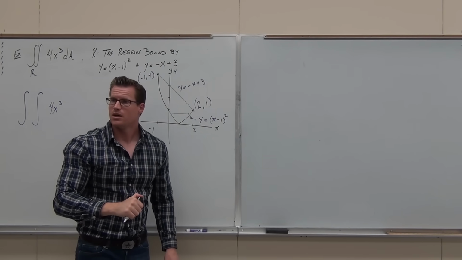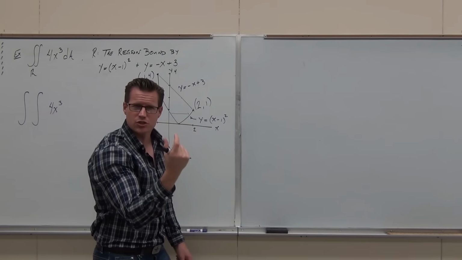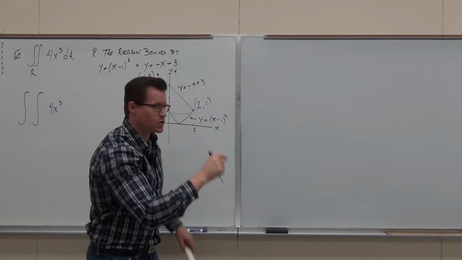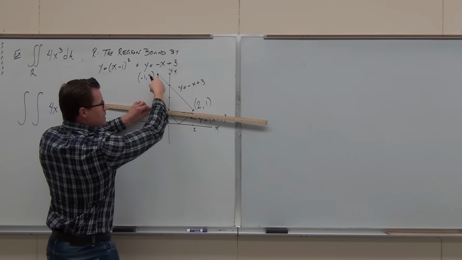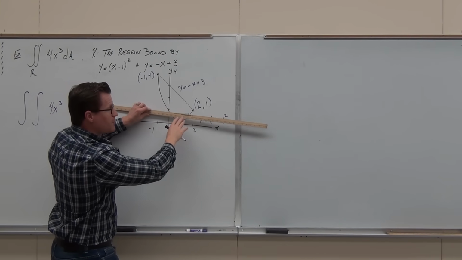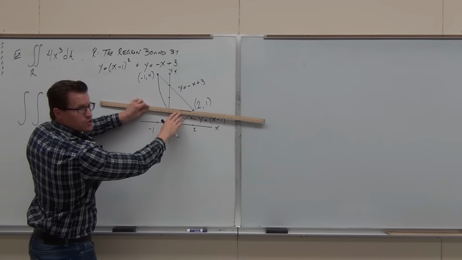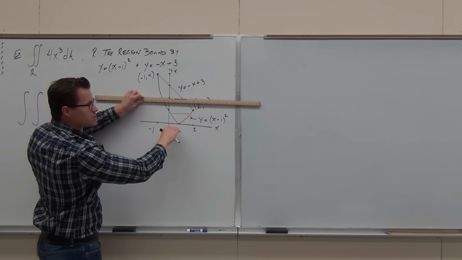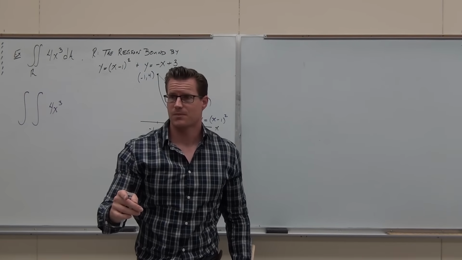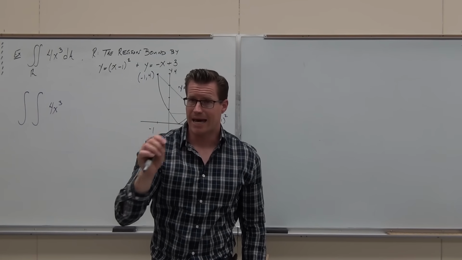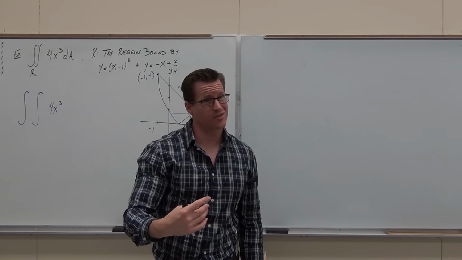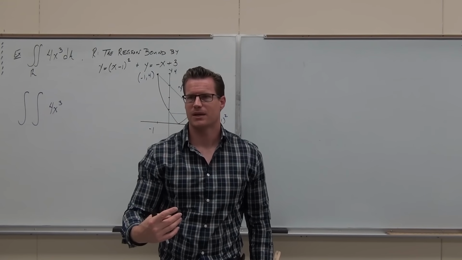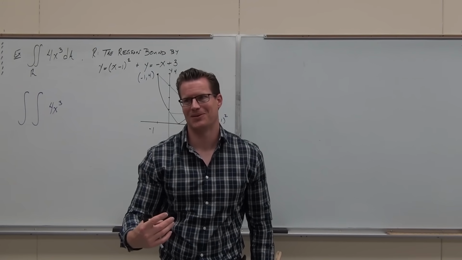Does that make sense? If ever I switch between two different functions, so right here I'm between this function and this function. If I go along my region, still keeping in the x direction, and I start switching functions, that means one of two things. Either you need to add an integral and create two different double integrals, or you're going the wrong way. Does that make sense? It's probably that you're going the wrong way.